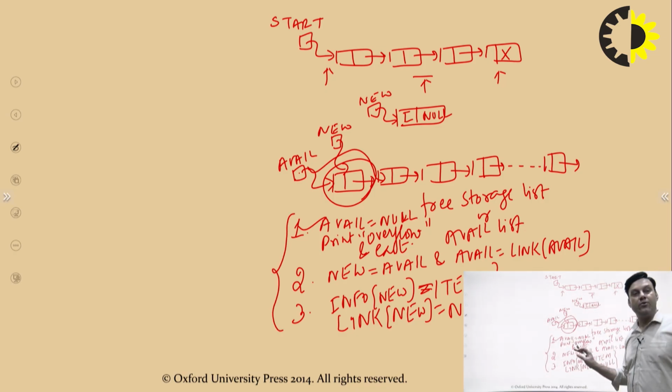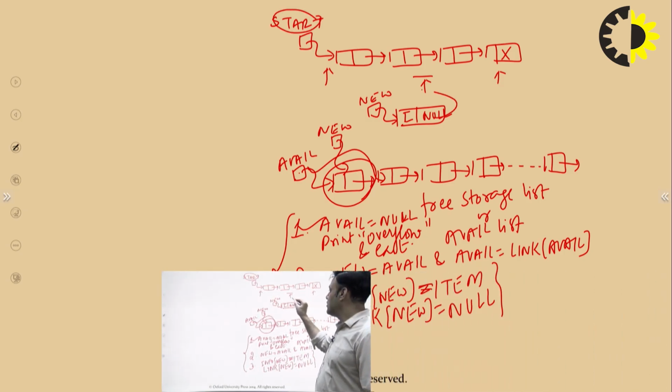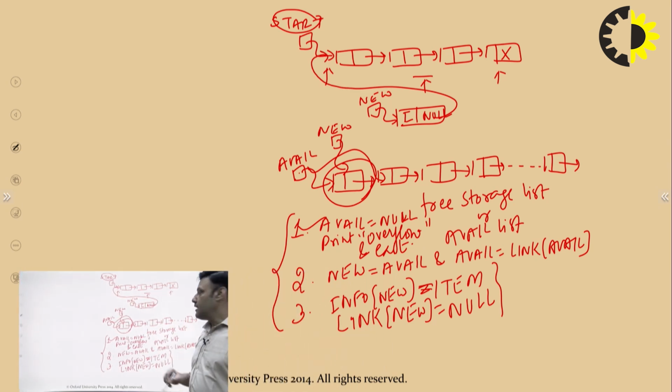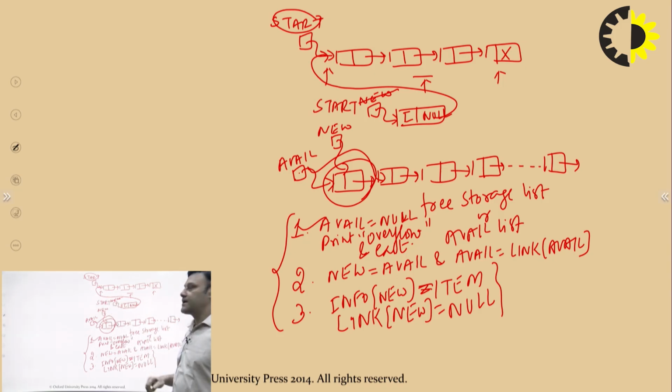After doing these three steps, the fourth step depends on where we insert. If we want to insert in the beginning, the next field of this new will have the address of start, and this new will become start. This is the beginning. Number two, if you want to insert as the last node, the link part of the last node will have the address of this new, and new already has null.